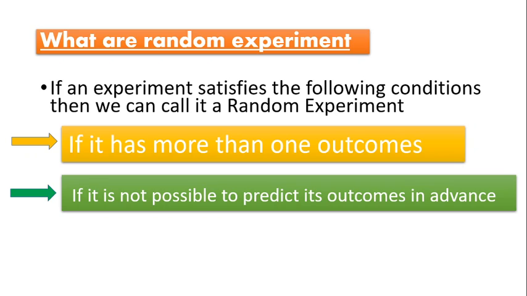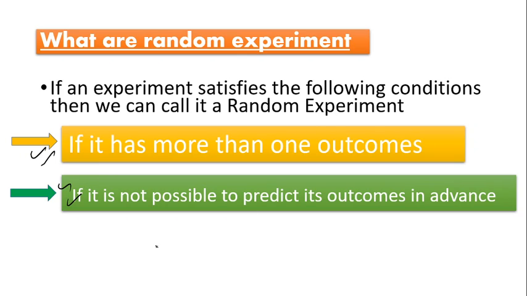One more thing: if it is not possible to predict its outcome in advance, all those experiments whose outcomes can't be predicted in advance are considered random experiments. All those experiments which follow these two basic conditions are known as random experiments.